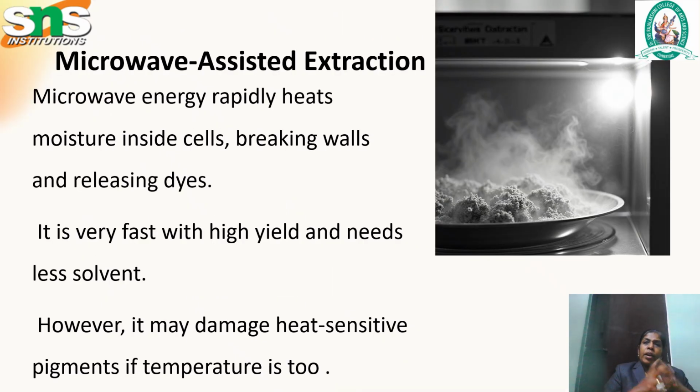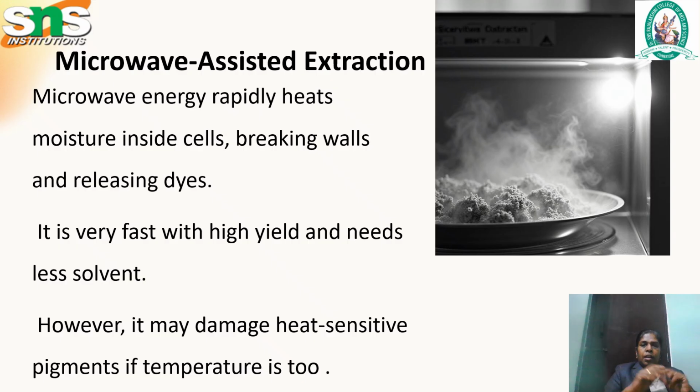There are certain modern methods of extracting natural dyes also. The first one is microwave assisted extraction. Here microwave energy is used for breaking the cell wall and releasing the dye stuff. It is very fast, high yield, needs very little solvent and is more energy efficient, but it may damage the heat sensitive pigments when the temperature is very high. So we have to be very careful when we go for microwave assisted extraction.